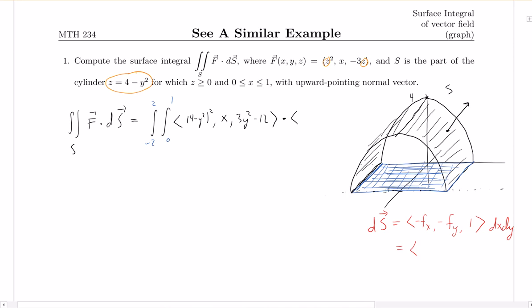In this case, fx is 0, because there's no x in the equation for the cylinder. fy is minus 2y, so with an extra minus sign that's 2y, and 1. So that's what we put here: 0, 2y, 1, dx dy. And now we just multiply it out. So if we do this dot product, we have 0 times the first slot plus 2y times x plus 1 times 3y squared minus 12.